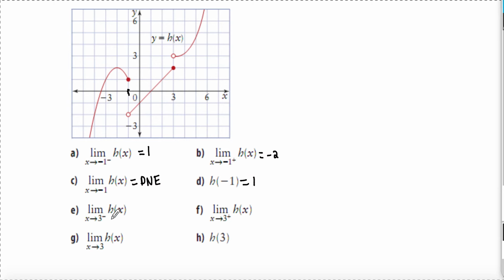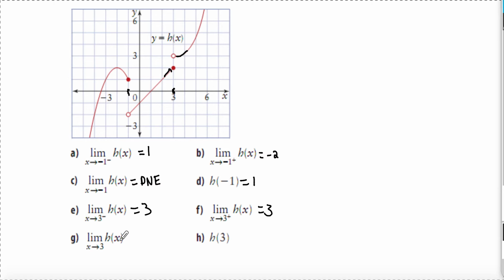All right. Let's take a look at 3 from the left. The limit as x approaches 3 from the left. Well, from the left, we approach a y value of, looks like 2. And how about from the right? Well, from the right, h of x approaches a y value of 3. I'll pop that up there. h of x approaches a y value of 3 as x approaches 3 from the right. So we go to y equals 3. Again, we don't care that there's not a point there.